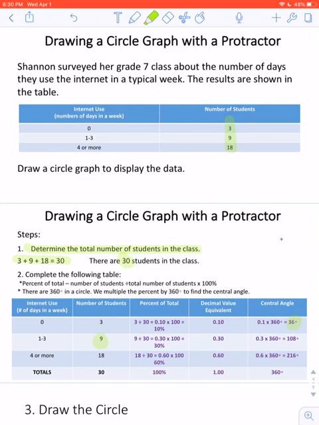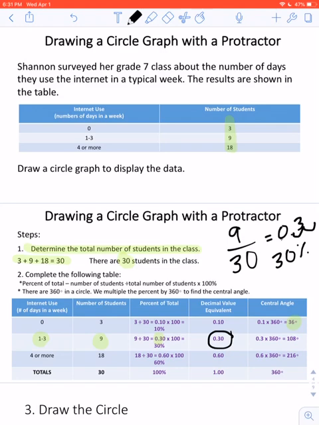So if we take a look here, 9 students use the internet 1 to 3 days a week. So 9 students is the part. The total is 30 students. We punch that into our calculator, and we are going to get 0.3. So that's what we have right here, 0.3. To turn that into a percent, I use Dr. Pepper, move it 2 spaces, 30%. Next step is to take the decimal value, 0.3, multiply it by 360, which gives me 108 degrees.